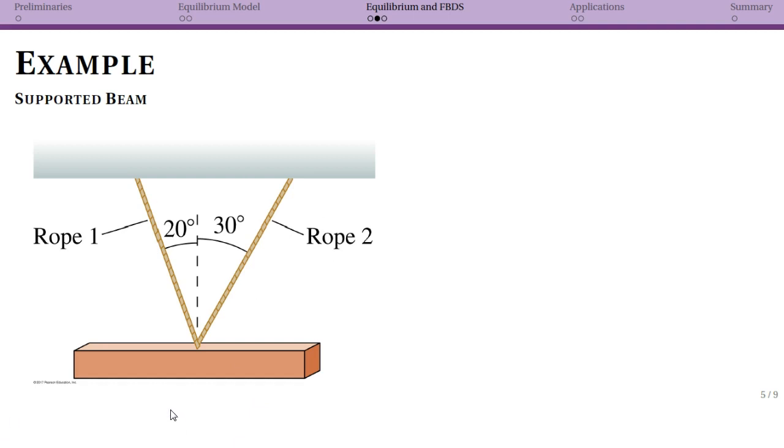Now, if it is not accelerating, right, it's just hanging there from the ceiling, we know that it's in equilibrium. We can say that F net is equal to 0, and it's a vector, because it's hanging there, it's at rest. So the first step is going to be to draw our free body diagram.